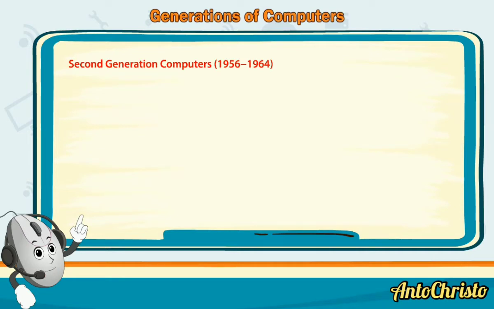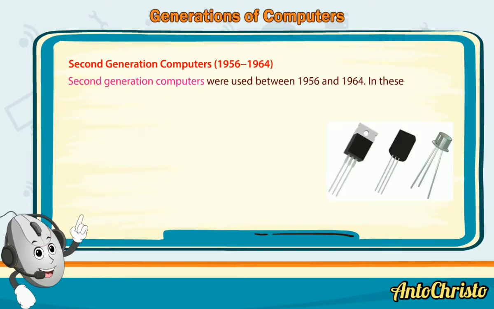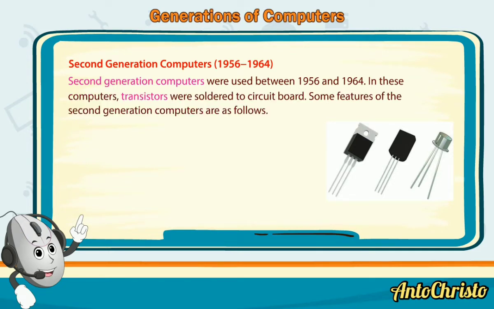Second-generation computers, 1956 to 1964. Second-generation computers were used between 1956 and 1964. In these computers, transistors were soldered to circuit boards. Some features of the second-generation computers are as follows.